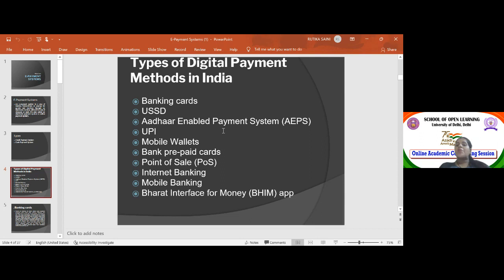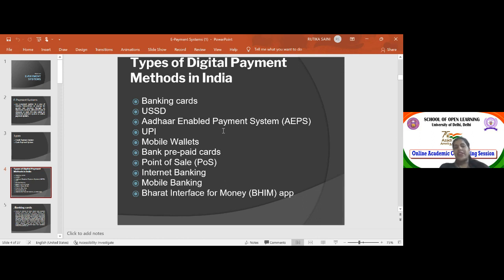Now let's talk about some of the digital payment methods prevailing in India. So we have listed out some of the payment systems. The first payment system we'll be talking about is the banking cards. So we all are aware of the banking cards, be it the debit card or the credit card. So a kind of plastic card is issued to you whenever you have an account.